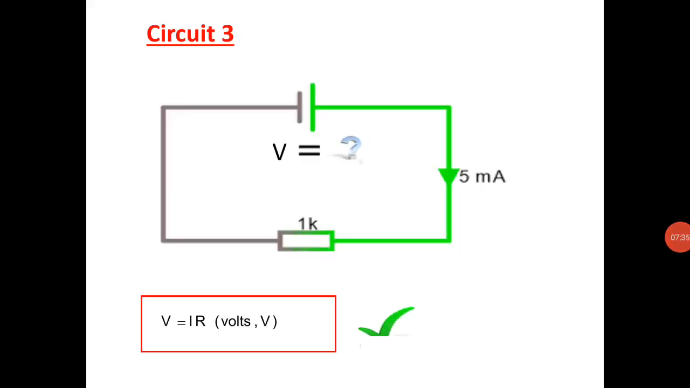The current is given as 5 milliampere, and the load is depicted in terms of 1 kilo ohm. Now you know the relation, V is equal to I into R. Both the parameters are known to you. It is 5 milliampere and 1 kilo ohm. You can easily solve it.